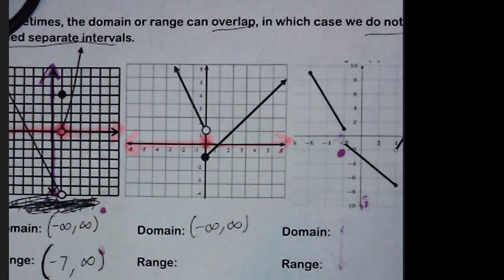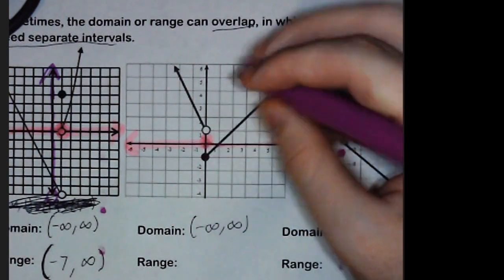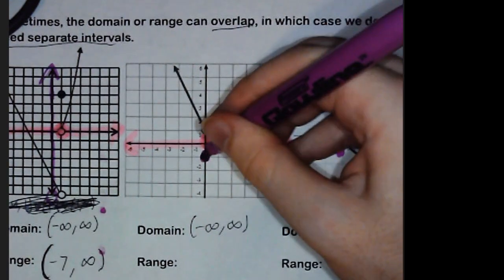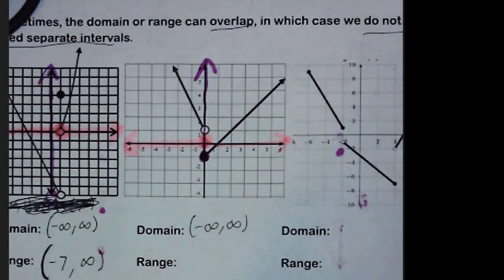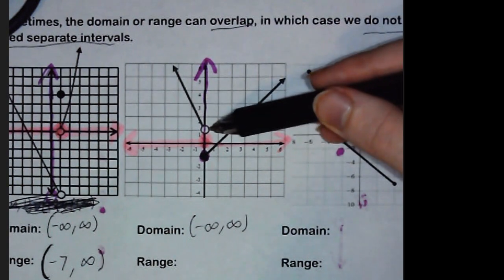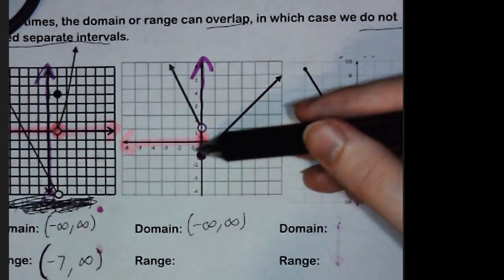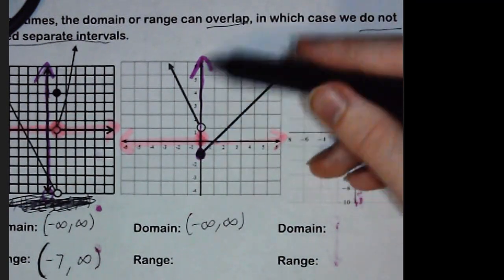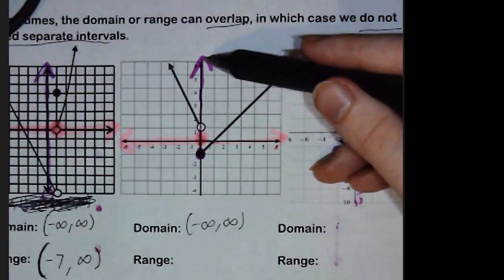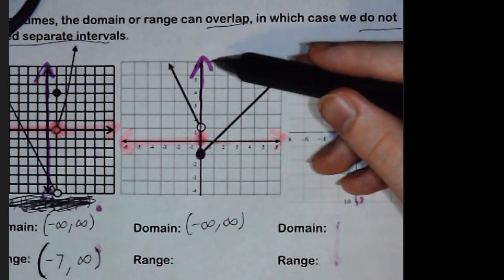And our range doesn't go all the way down, but instead it starts here at -1 and it goes all the way up. Our first piece starts at 1. But the second piece kind of overlaps the entirety of the first piece's range. So the range goes from -1 all the way up.